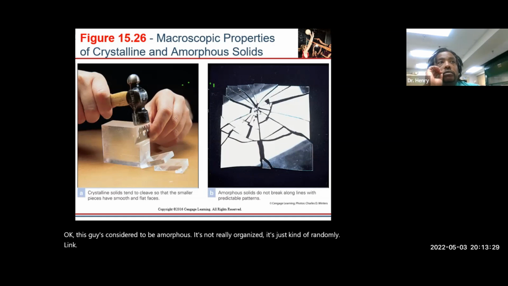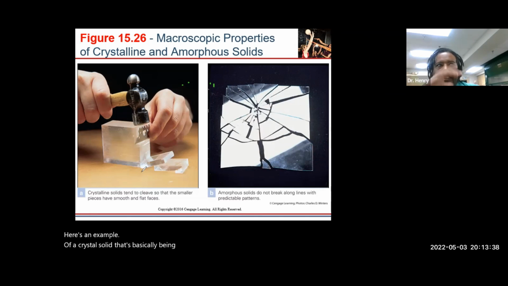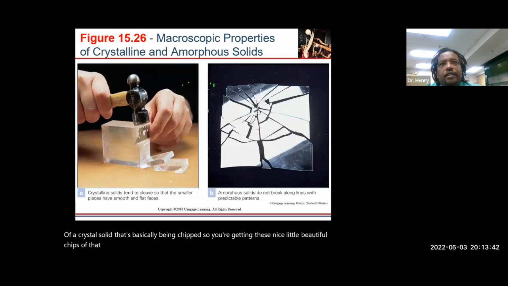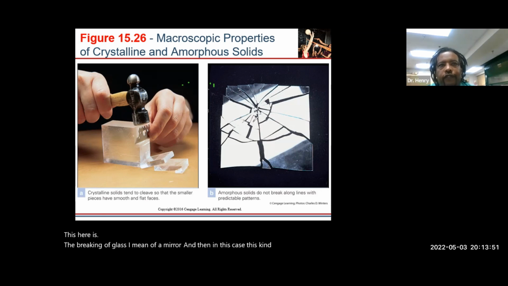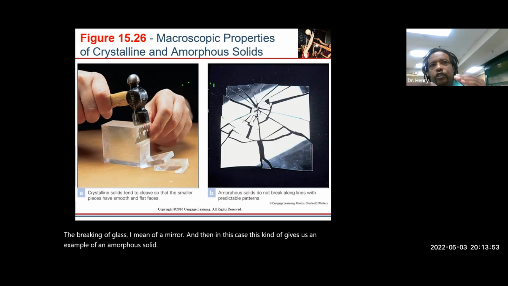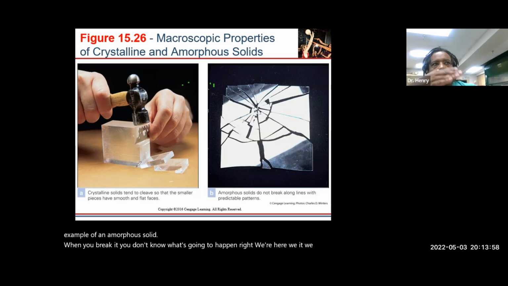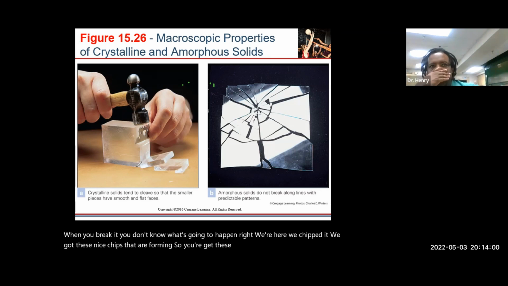Okay, so here's an example of a crystalline solid that's being chipped. You get these nice little beautiful chips of that crystalline solid. This here is the breaking of glass, of a mirror, which gives us an example of an amorphous solid. When you break it, you don't know what's going to happen, right? Here, we chipped it and got these nice chips that are forming, these nice little chip flakes coming off of it.